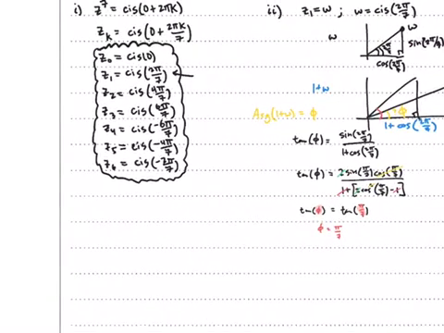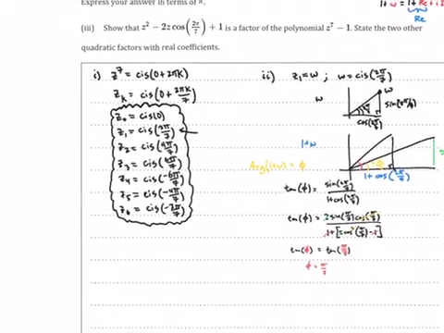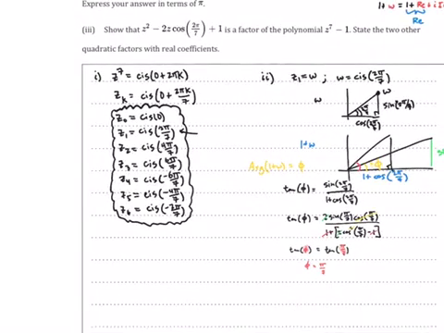Part 3 says, show that z squared minus 2z cosine 2 pi over 7 plus 1 is a factor of that polynomial. Okay, state the other 2 quadratic factors with real coefficients. Okay, so I'm going to go to a very foreign factoring place right now, and I just want you to hang with me as I do it.